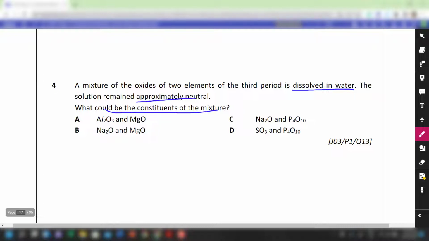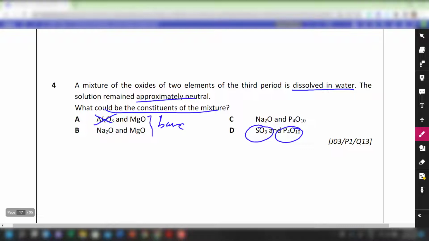Very straightforward. The first thing I will do is strike off any oxide that cannot dissolve. So Al2O3 can't dissolve. MgO dissolves partially, but these two will give me a basic solution, so it will not be neutral. So A and B give me a basic solution, not neutral. Sulfur trioxide and phosphorus 5 oxide are both non-metallic oxides, so acidic, and definitely will not give me a neutral solution. This will result in an acidic solution.